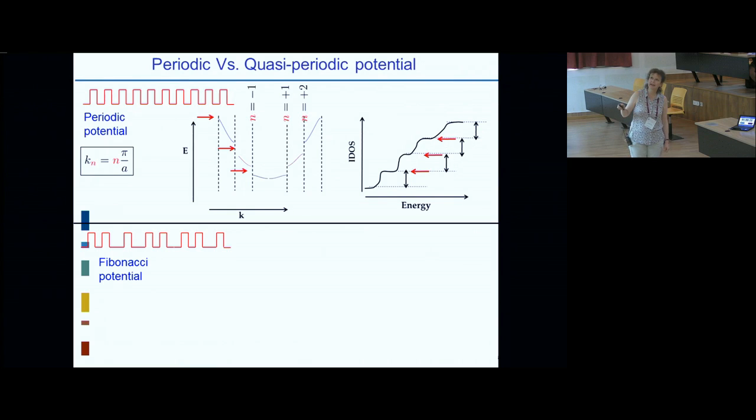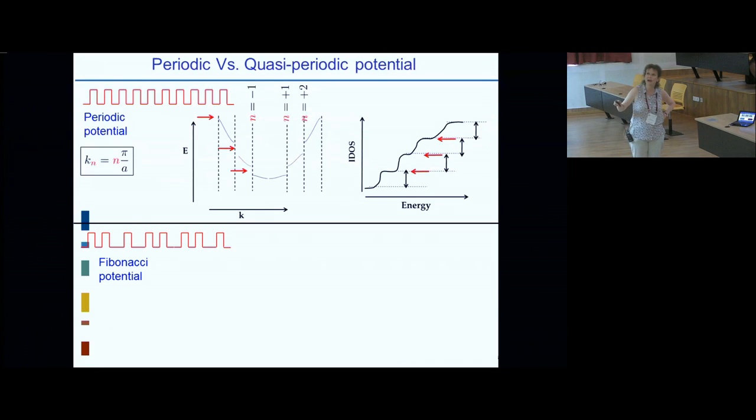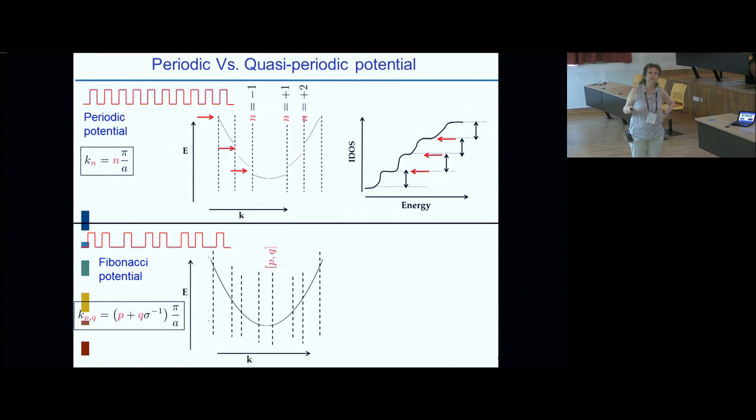So it means that the integrated density of states will present steps equally spaced. These are the different gaps, and in each gap you have a constant. In each band you have the same number of states, so the heights of these steps are the same. So it has been shown that for a Fibonacci potential, you have the analogue of this Bloch theorem, but which is a bit more complicated.